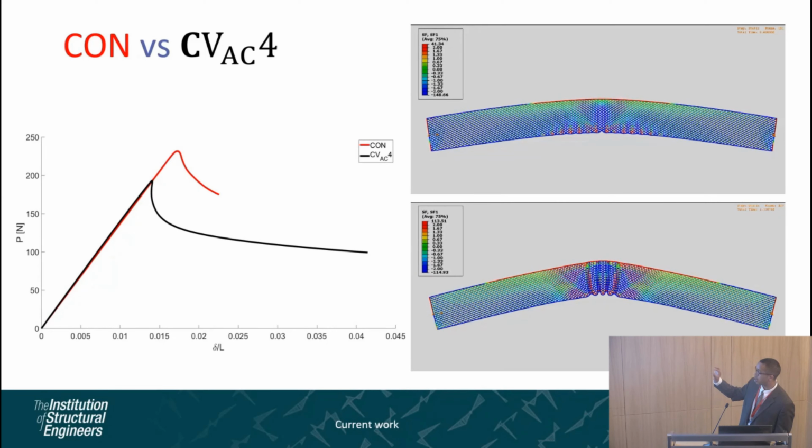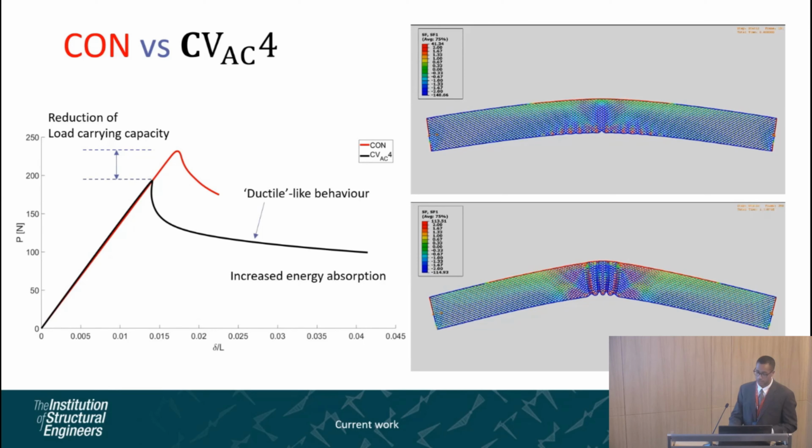Whereas the localized effects in the one with the inclusions are much more pronounced, and so the amplitudes of the wavelengths are much greater. But what is quite significant here is the reduction in the load carrying capacity just by having these inclusions. However, you do get a much greater area under the graph, so an increased energy absorption capability. In both cases, I just want to reiterate, I say ductile-like behavior because we're more looking into the mechanical behavior and not material defects.